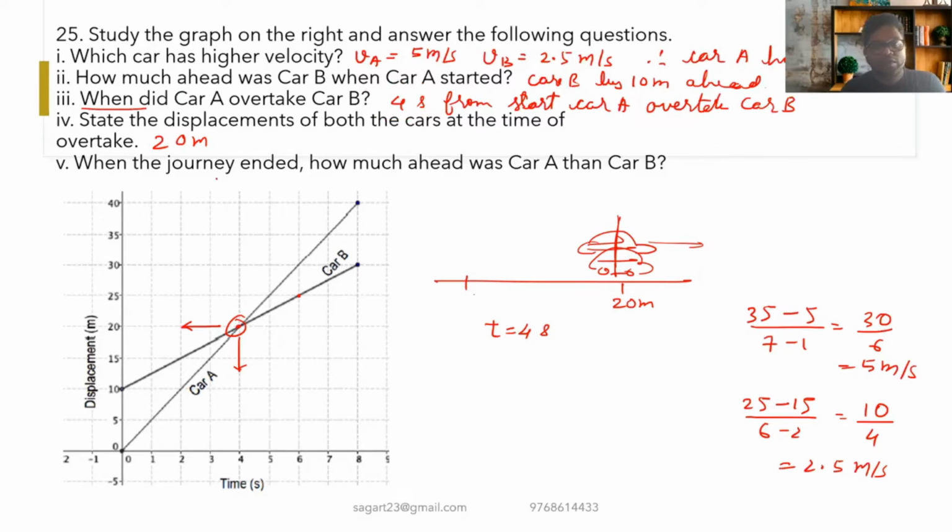Now when the journey ended, how much ahead was car A than car B? The journey ended, we assume it is shown on the graph. The line is not extending after that. So car B was at 30 meters and car A was at 40 meters. Therefore the answer must be 40 meters minus 30 meters, that is 10 meters ahead.